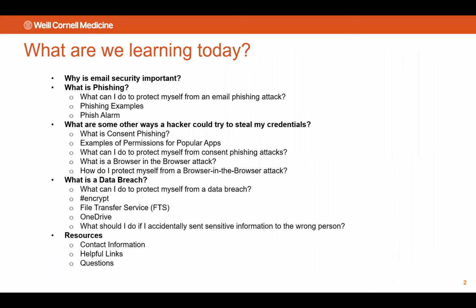So what are we learning today? We're going to be learning about why email security is important, what phishing is, some examples of phishing emails, and also how to use the phish alarm button. Some other ways that hackers could try to steal your credentials, such as consent phishing, browser attacks, and how to protect yourself from both of those, what a data breach is, how to protect yourself from them, and also some services that ITS offers to keep your data safe, such as #encrypt, file transfer service, and OneDrive, and what you should do if you do accidentally send sensitive information to the wrong person. We'll also go over a few resources, our contact information, also some helpful links.